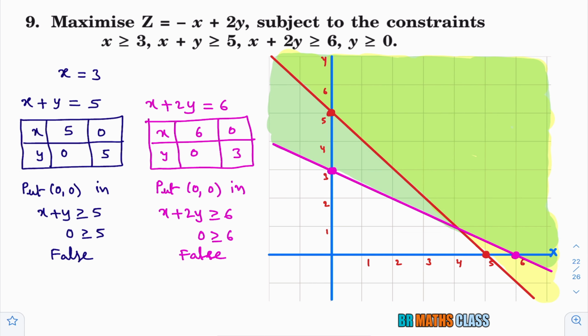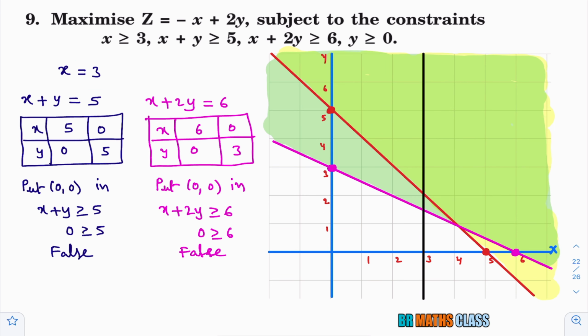You come to this one now: x greater than or equal to 3. You know x equal to 3 is a line parallel to the y-axis. So we will draw a line parallel to the y-axis at x equal to 3. You observe this is the line x equal to 3. So we need to graph this inequality, x greater than or equal to 3.